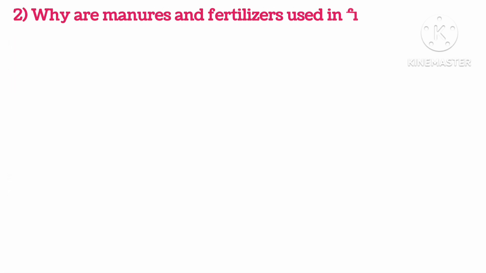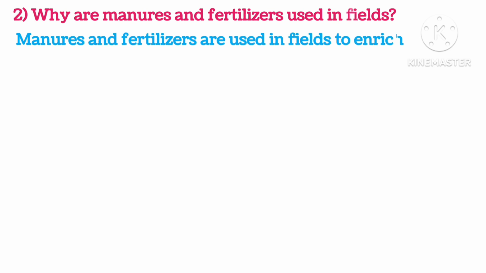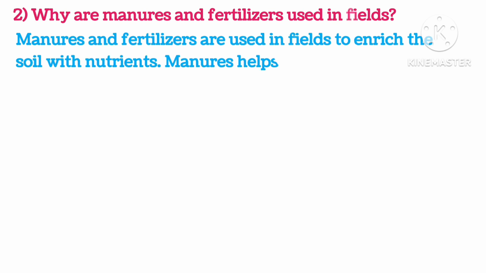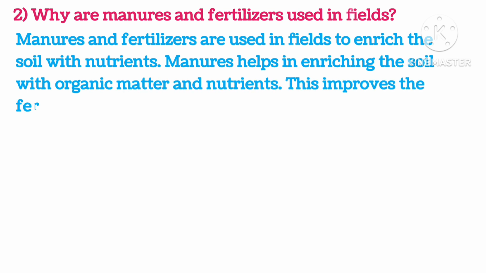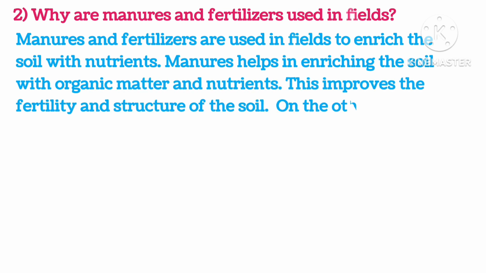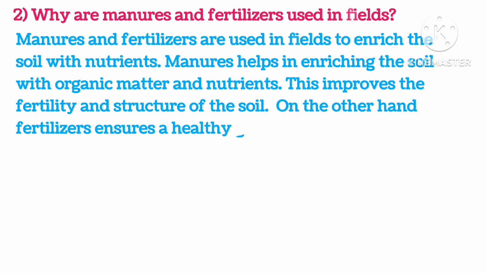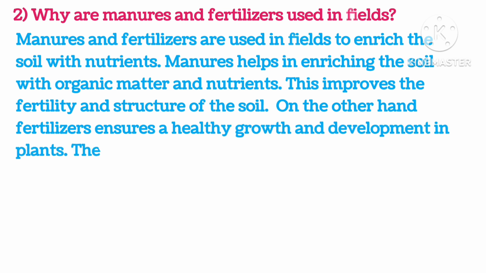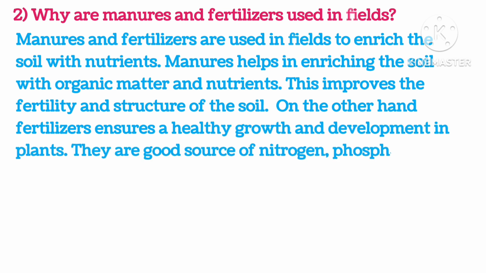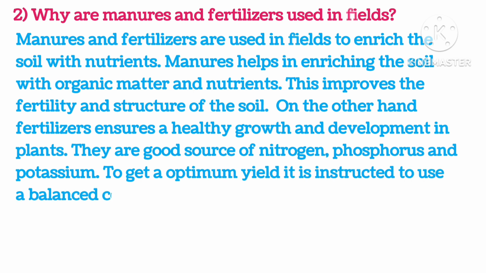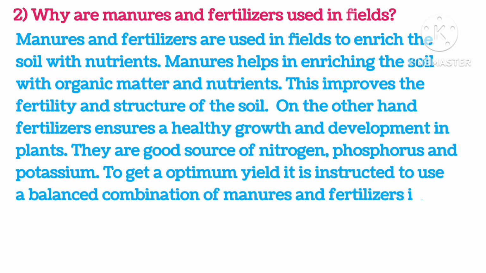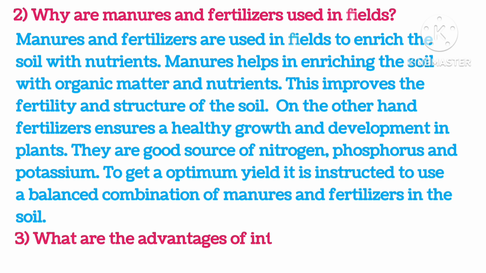Why are manures and fertilizers used in fields? Manures and fertilizers are used in fields to enrich the soil with nutrients. Manures help in enriching the soil with organic matter and nutrients, which improves fertility and structure of the soil. On the other hand, fertilizers ensure healthy growth and development in plants. They are a good source of nitrogen, phosphorus and potassium. To get optimum yield, it is advised to use a balanced combination of both manure and fertilizers.